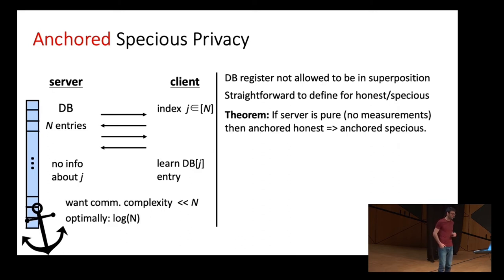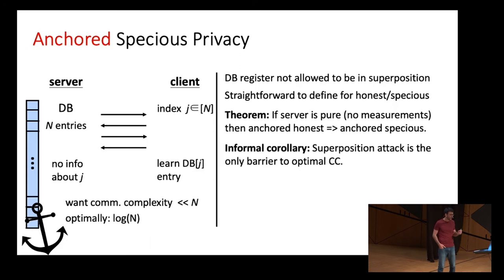And again, what we showed is that if the server is pure, so it does not perform any measurements, then anchored honest privacy also implies anchored specious privacy. So just having this hidden drawer is not actually going to help you. And let me briefly explain why. But before I do that, let me say that, as I said before, this could be some indication that this superposition attack is very strong, but it's perhaps the only strong tool that prevents us from getting good protocols. So whenever this attack does not apply, you can hope to get very good communication complexity for PIR.